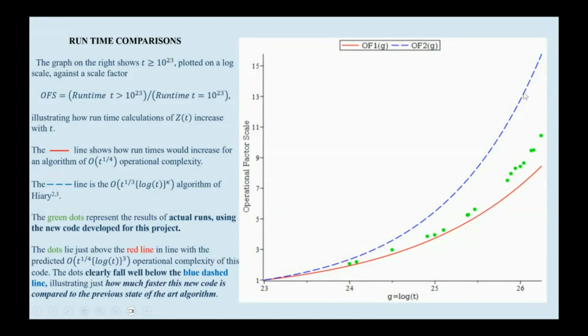They are much below the previous blue line, indicating how much faster the new code is compared to the previous state-of-the-art algorithm of the t to the 1/3 log t. They lie above t to the 1/4 because there's obviously this log term comes in and they sort of move away a little bit, but they remain much faster. This is spiraling upwards very quickly. This is increasing much more slowly, indicating that you're able to do your calculations much faster using the new code we've set up compared to what was available previously.